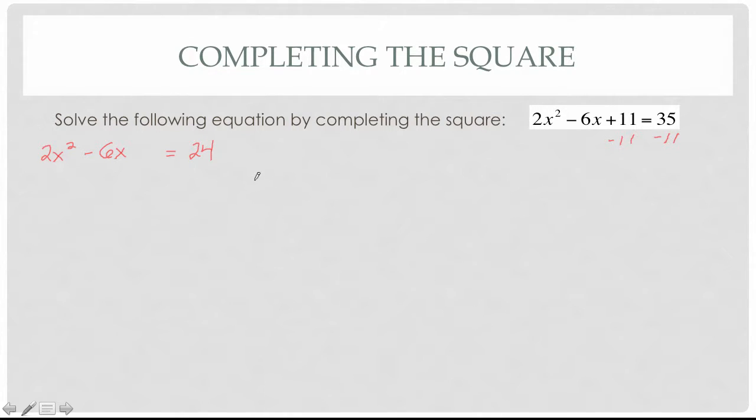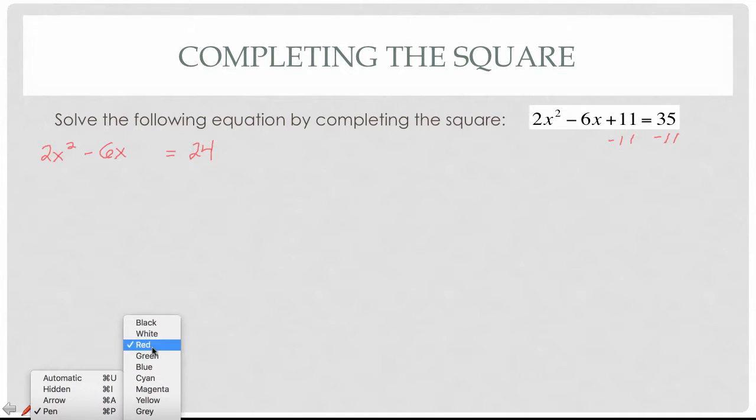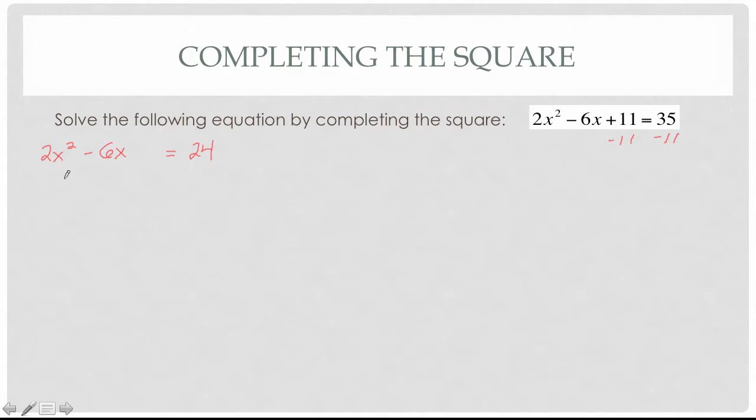I also want to make things a little nicer for myself, so I'm going to divide both sides by 2 because I have common factors, right? I can divide both sides by 2 and make it a little bit simpler. When you want to use completing the square, it's helpful to get your leading coefficient, what's in front of the x squared, just down to 1, because then it makes it easier to factor overall. So now we've got x squared minus 3x equals 12.